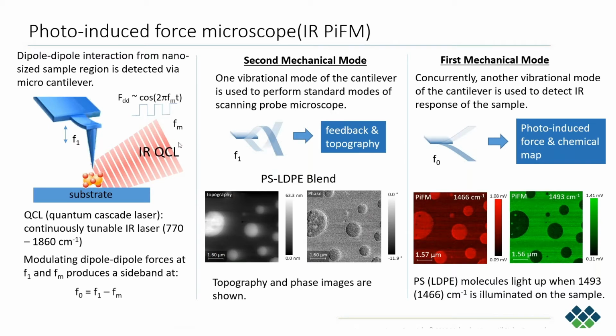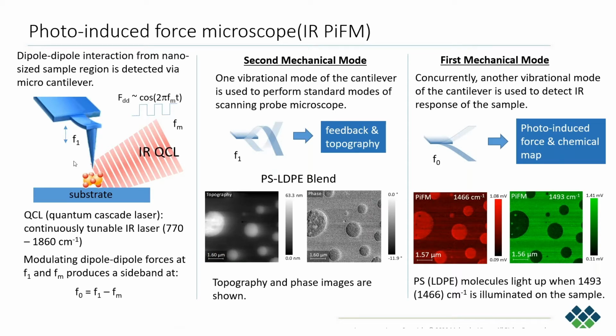We modulate it at a frequency FM. When the laser turns on and off at FM, that photo-induced force will also be modulated at the same frequency. So you would have this cosine of 2πFMt dependence. Now, at the same time, as I mentioned, the tip is going closer and farther away periodically at this frequency F1.